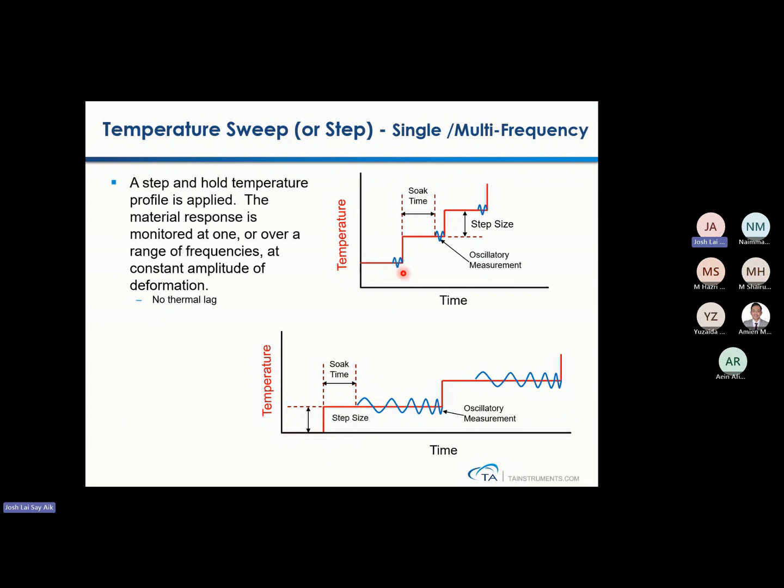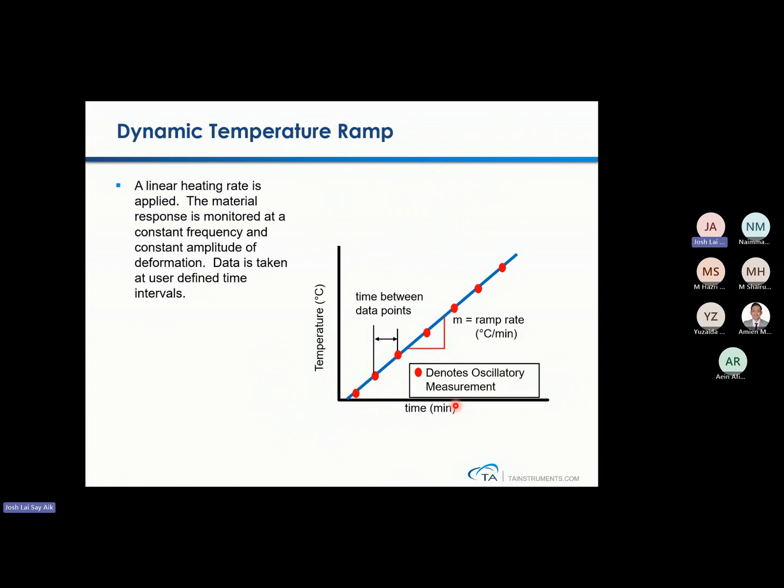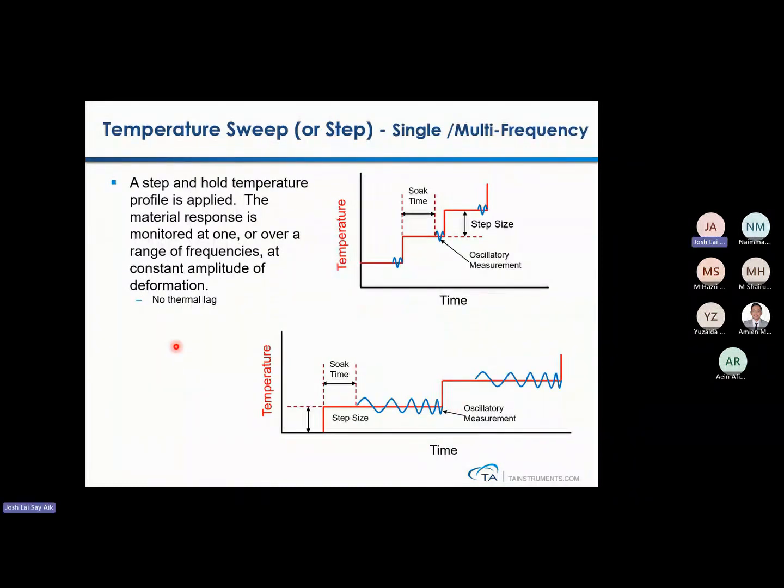Only then are they going to oscillate at a specific single frequency or multiple frequencies. So you can do a lot of frequency sweeps at the same time. Okay, and this type of test typically will take a longer time, way longer than this. The advantage for this kind of test is no thermal lag, because you are staying at that particular single temperature point longer before you start to perform a frequency sweep.